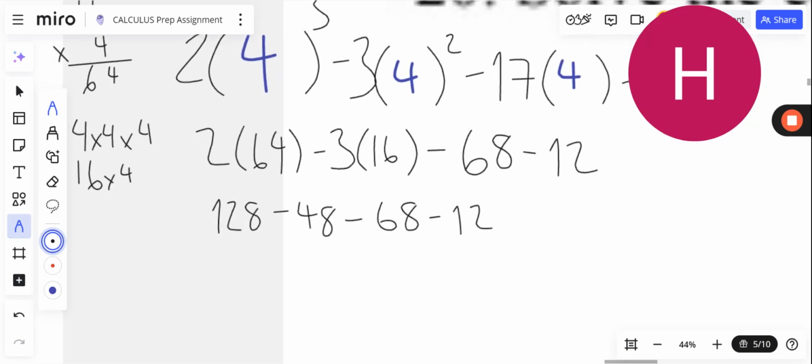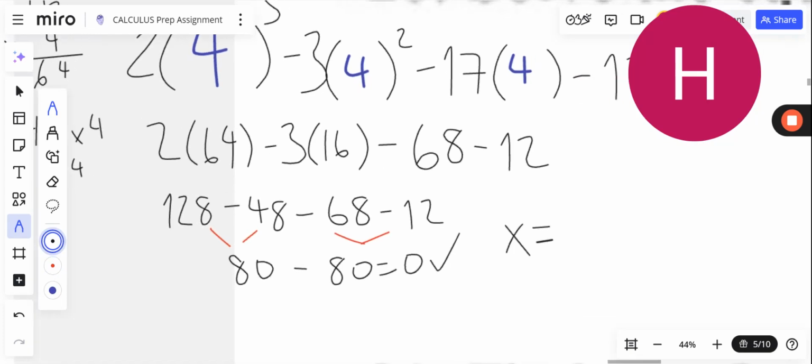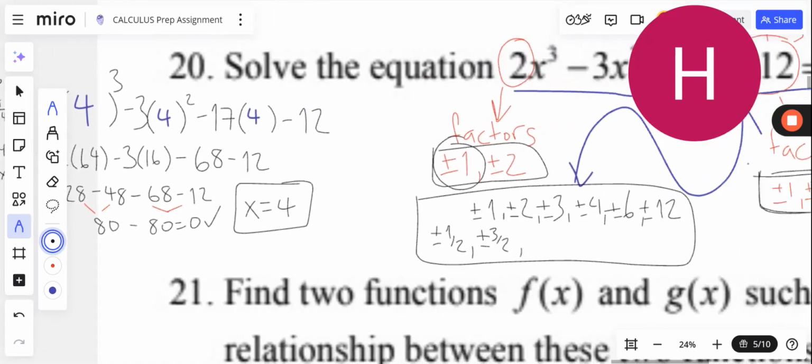And this might seem like it's going to cut it close, but if we subtract these, we get 80. And if we combine these, we get negative 80, which gives us 0. Excellent. We found a solution, and it's a whole number solution, which is kind of nice. But what do we do now?